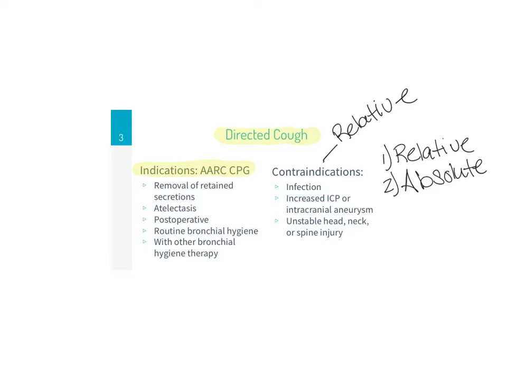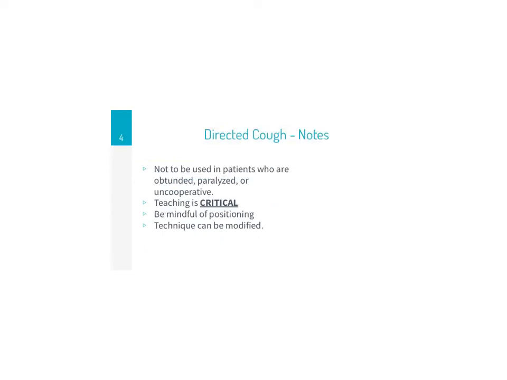If they have an unstable head, neck, or spine injury, if they just get so into that cough and they start violently coughing and they can do more damage, then no, you're probably not going to do a guided cough with them. If it's just a rule out neck injury, or the neurologist says, hey, we really need to do some sort of therapy to get this moving so he doesn't get a pneumonia, then you can go ahead with the directed cough. Okay, some side notes for directed cough. So patients who are obtunded, paralyzed, or uncooperative, you're not going to be able to do a directed cough with them.